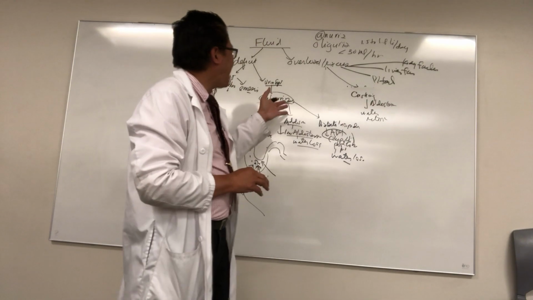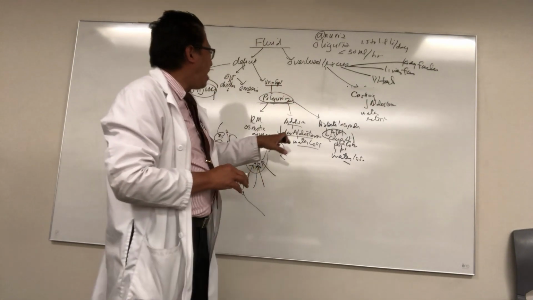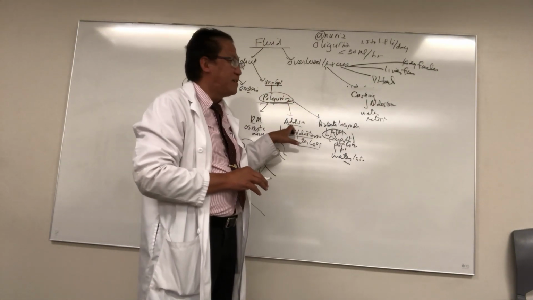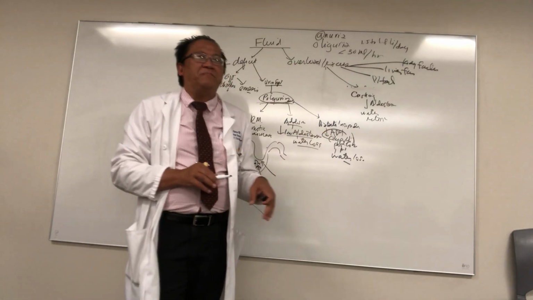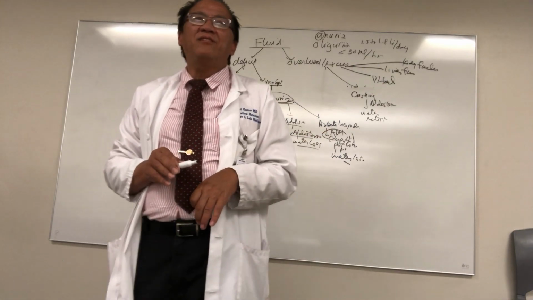Okay, anybody else who wants to tell me? Go, what is the opposite of Cushing's? Addison's. What is the opposite of diabetes insipidus? High levels of what?